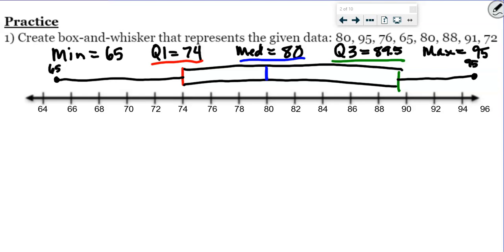So 74 is our Q1. Our median is at 80. Our Q3 is 89.5. Our max is at 95. Our min was at 65. Okay.